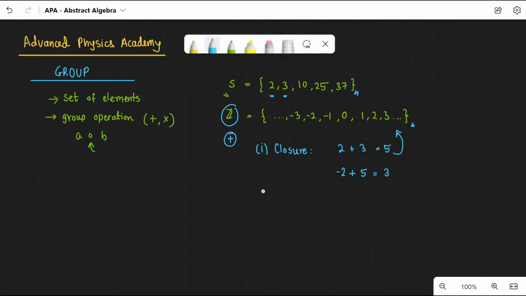Then the second condition or property is the associativity, meaning if we take any three numbers like this, three integers, then performing 3 plus 5 before this operation is same as performing 2 plus 3 before the second addition operation. So the order in which we perform the group operation does not matter. This we call as associativity.